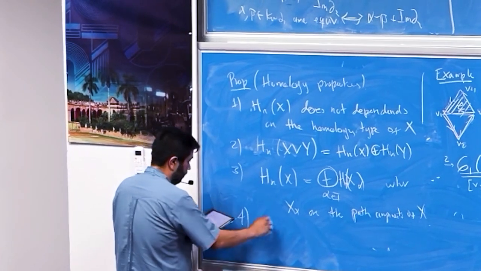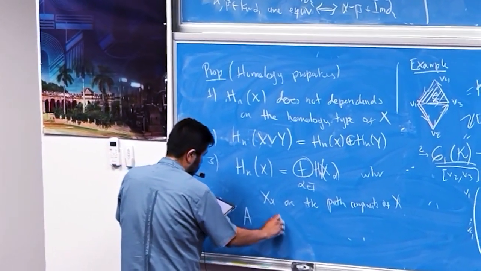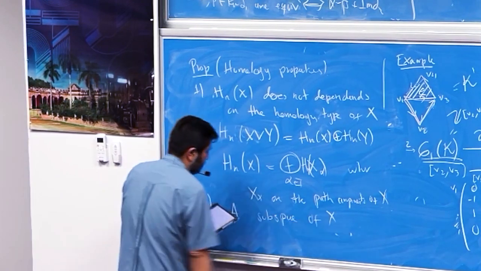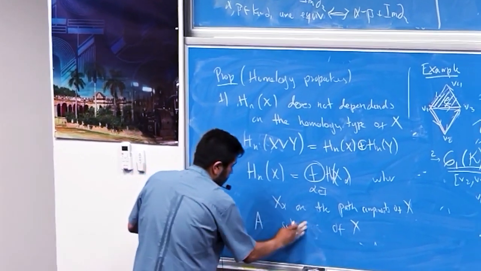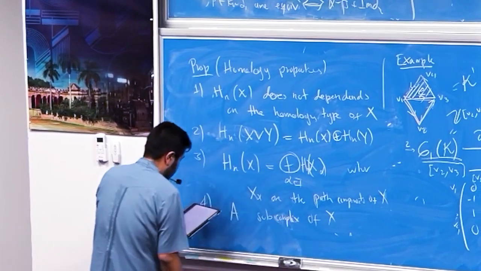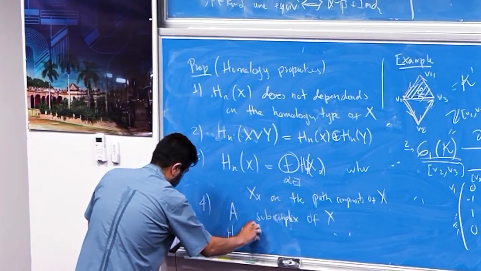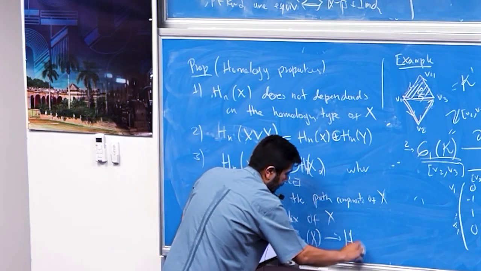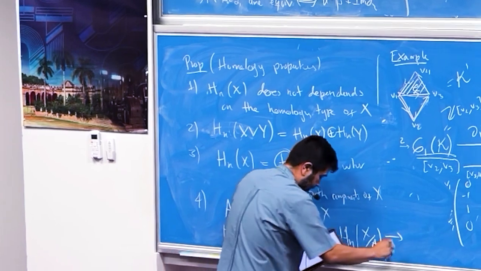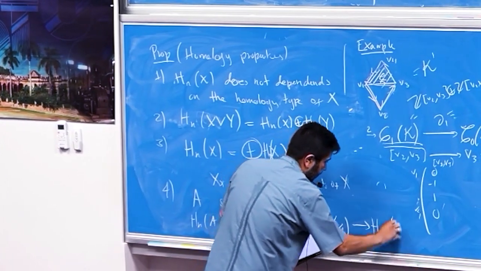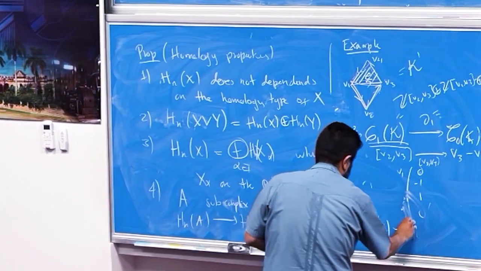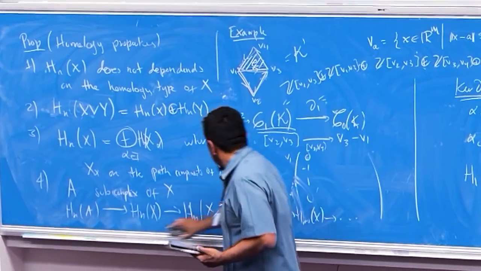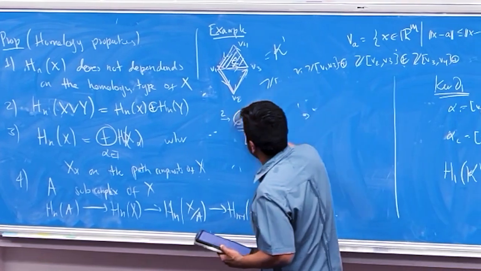And if A is a subspace of X, maybe a subcomplex, then you will have the Hn of A, then Hn of X, then Hn of the pair, and then Hn minus 1 of A, and it starts over again. This is what is called a long exact sequence.